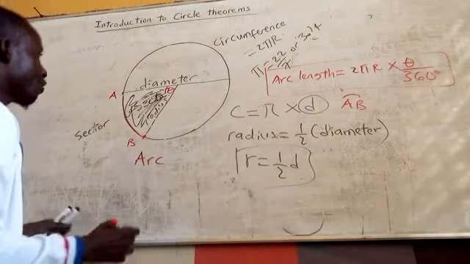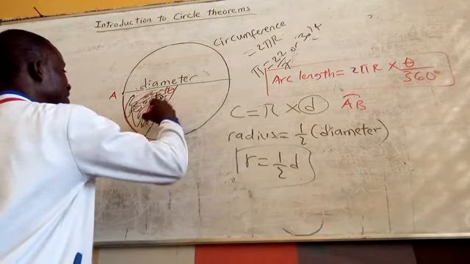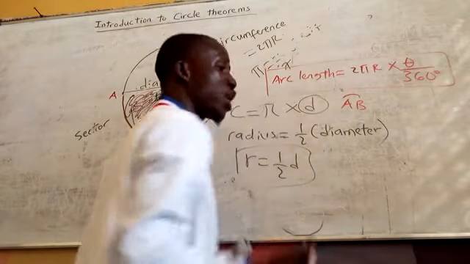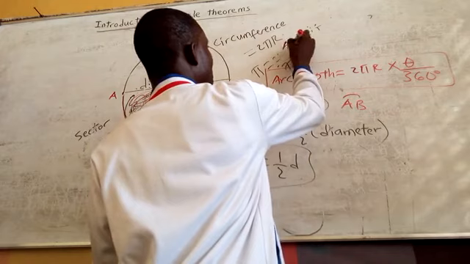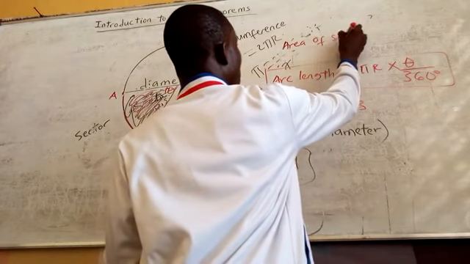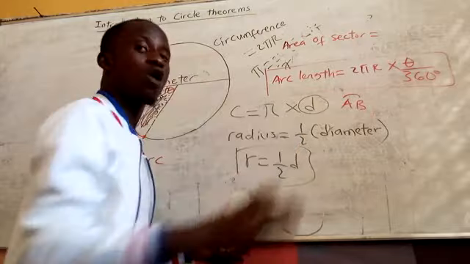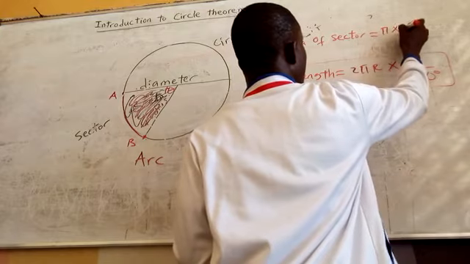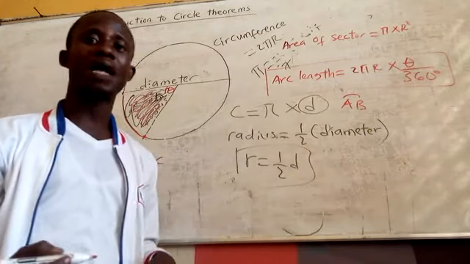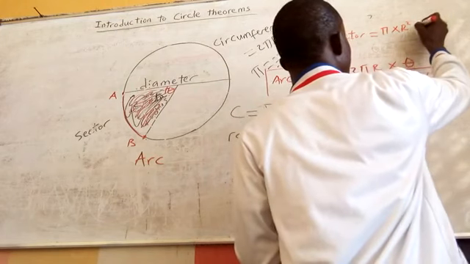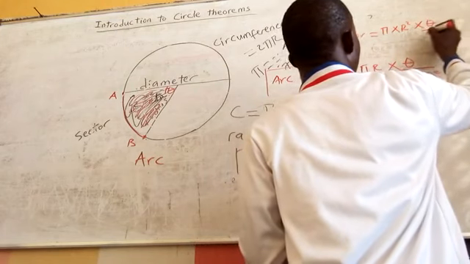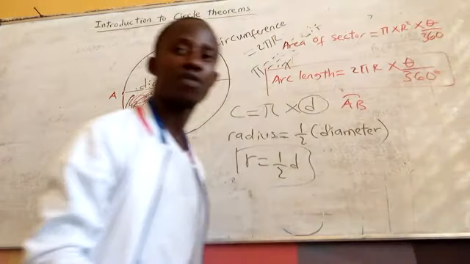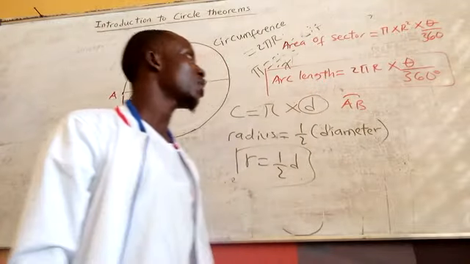Now, we can also find the sector area. The sector area, or the area of the sector, is equal to the area of the circle, which is pi times r square, times theta all over 360. So this is the area of the sector. This is how we can calculate the area of the sector.